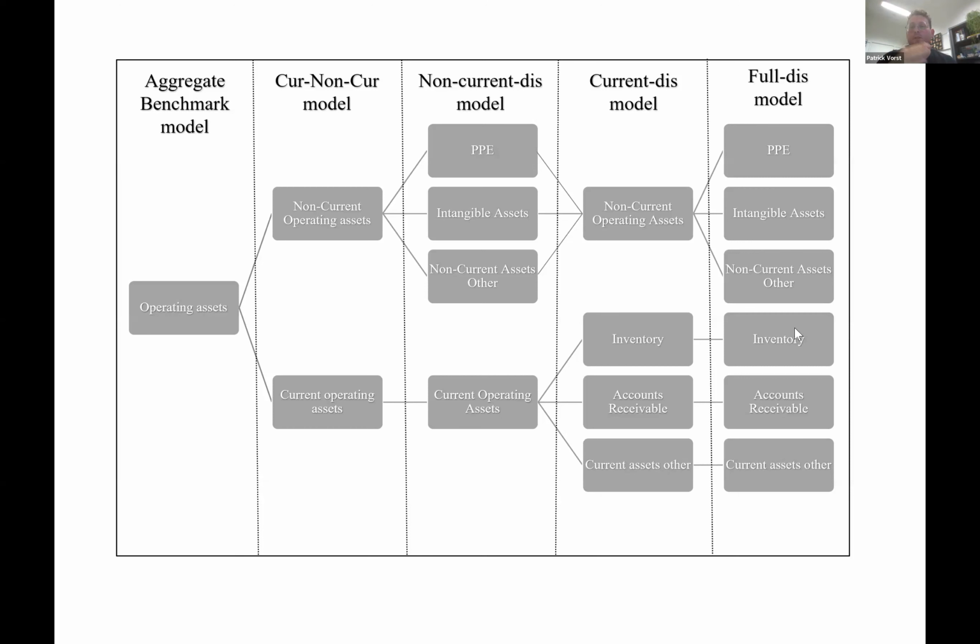And then you can continue by either disaggregating non-current assets, and that's what we do in PPE, intangibles, and others, or you can disaggregate current operating assets into, in this case, the more important ones we picked, so inventory and accounts receivable, and then we had this group of other current assets. And then we also look at a model that does both, disaggregating both non-current assets and current assets, which we call the full disaggregated model. And as I said earlier, what we find to be the most accurate disaggregation, at least in our setting, is disaggregating non-current assets into PPE, intangibles, and other non-current assets.